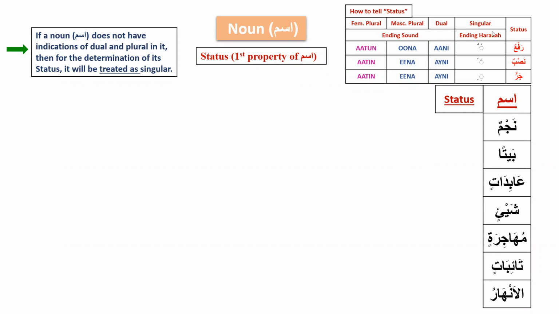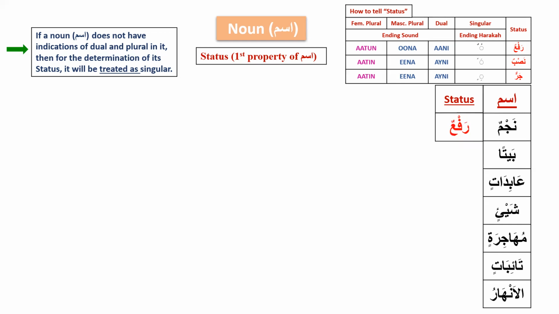So we will go to this table again, go to the second column, and apply those rules here. Najmun has a double dhamma at the end, and double dhamma means rafa. Therefore, the status of Najm will be rafa.